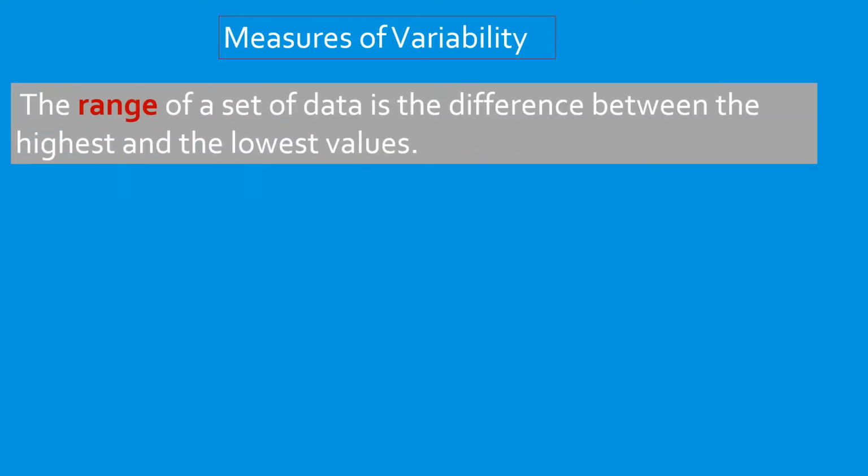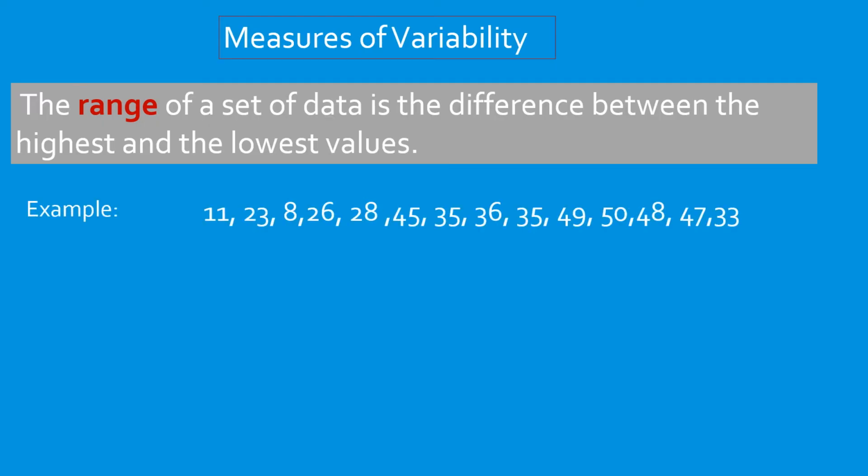Let's start with the range. The range of a set of data is the difference between the highest and the lowest values. So it means we're just going to find the lowest and the highest in the set of data. One way to find the lowest and the highest is you can arrange the set of data from least to greatest or greatest to least. But this is how I do it.